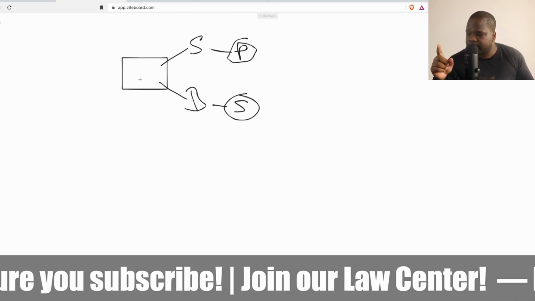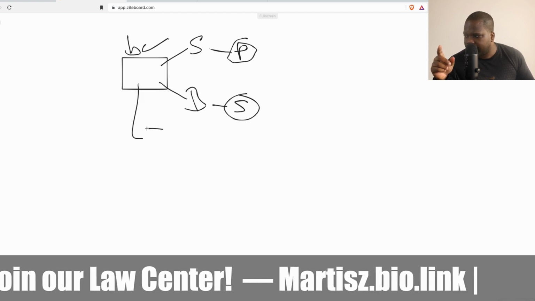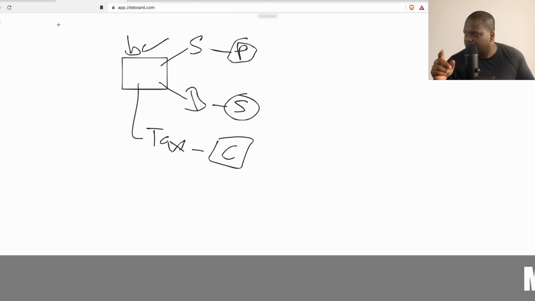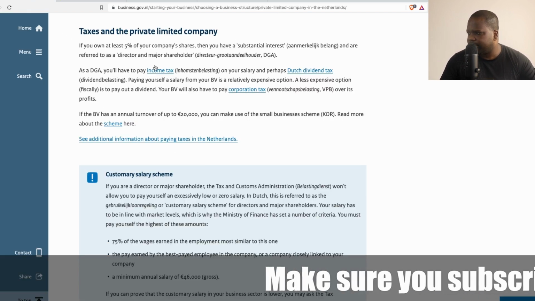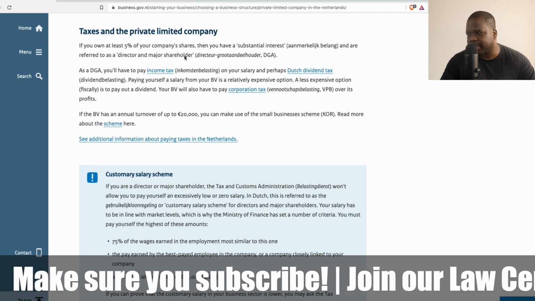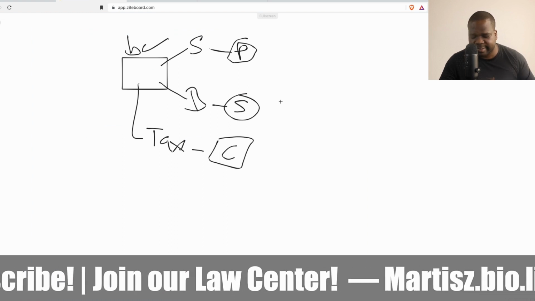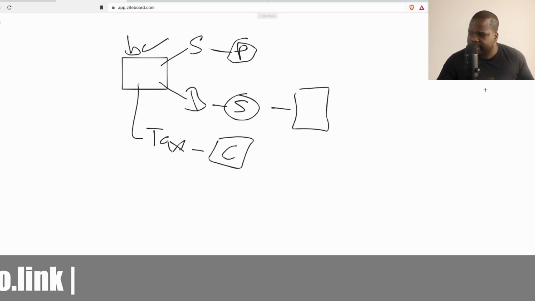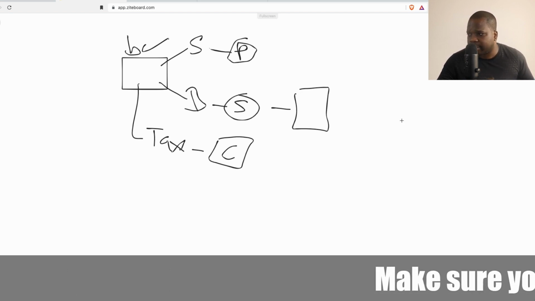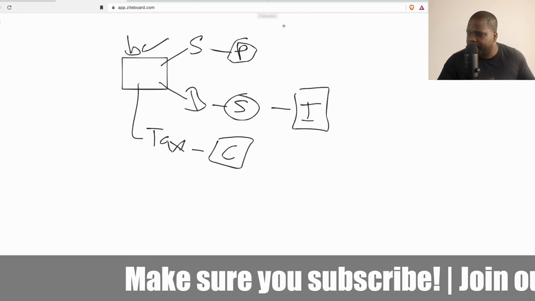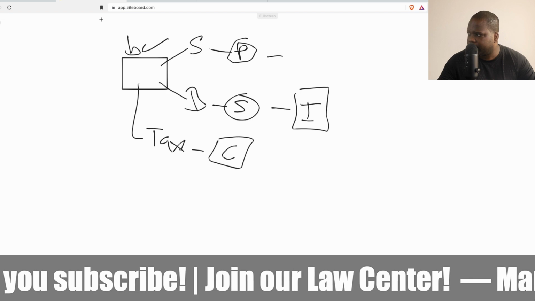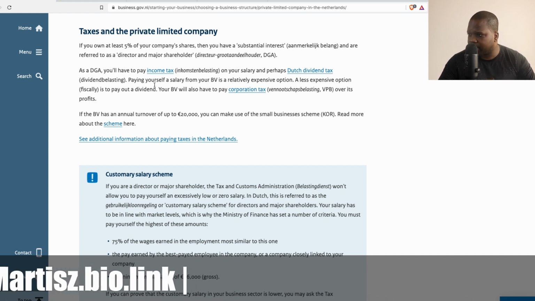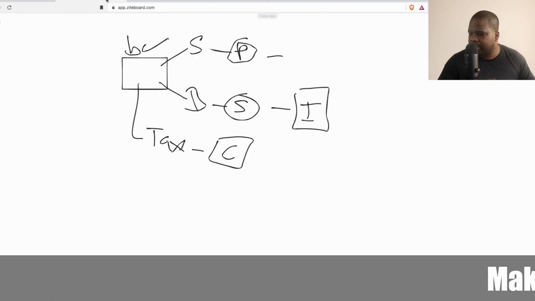And what you also need to keep in mind is, because this is a BV, you need to pay corporation tax. So let's call it C. So if you look here, how they explain it is that when you get salary, you need to pay income tax. So if you are a board member and you get a salary, the BV needs to hold the income tax and then pay the tax authority later. So here you pay income tax. If you are a shareholder and you are getting dividend, so you are getting profits, you need to pay dividend belasting. Yeah, Dutch dividend tax. So here, this is D.